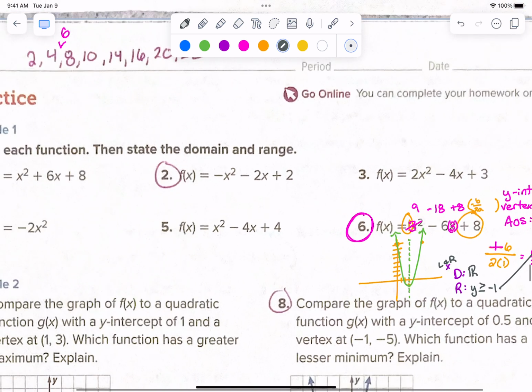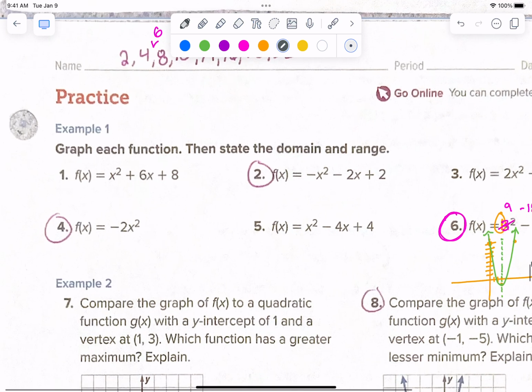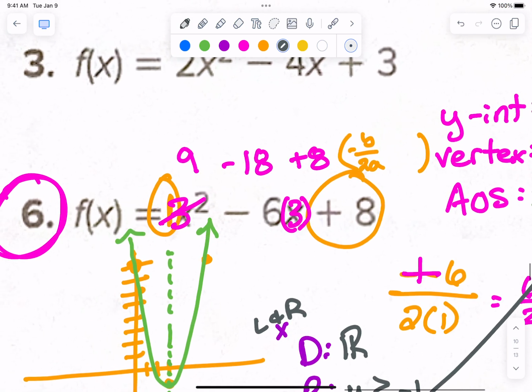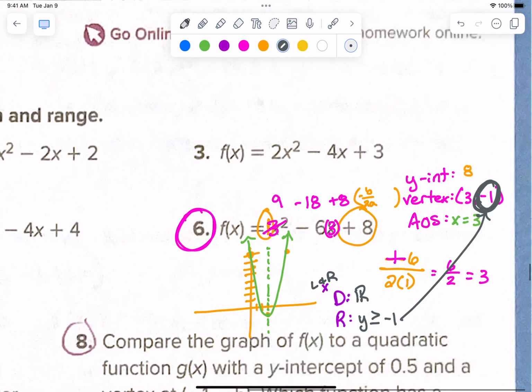I want you to do all of those parts for number 2 and number 4. You can do that for homework. Just 2 problems, but I want them all to have everything: the y-intercept, the vertex, the axis of symmetry, graph, domain, and range. Whew, that was a lot. Okay, can you handle all that? I'll leave this one up.